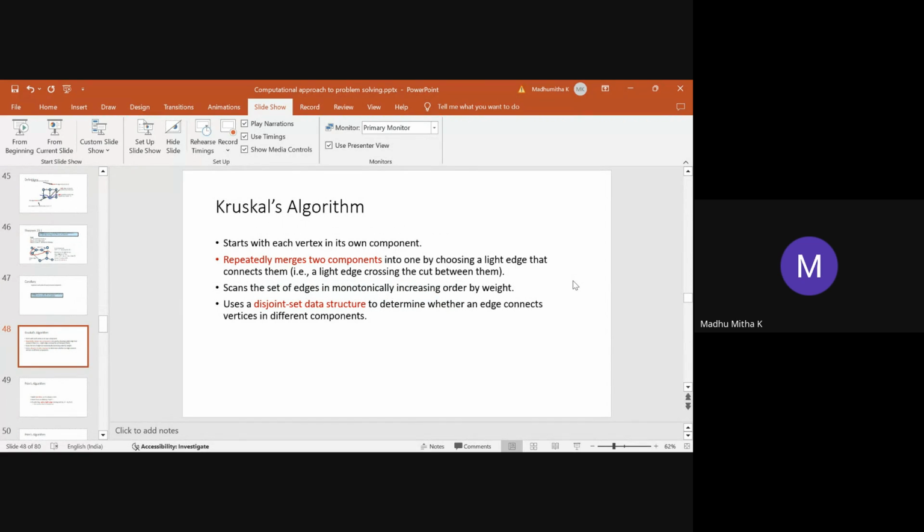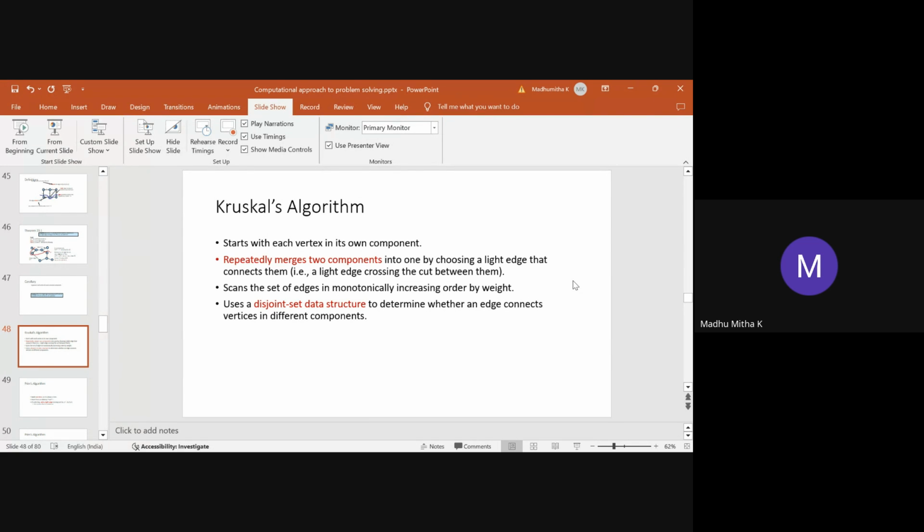Why we are taking the Kruskal algorithm is that it finds the minimum spanning tree with the weighted path. So that is why we choose this. Generally, this algorithm starts with its own vertex, and it repeatedly merges two components like a light edge and connects them. A light edge is nothing but the edge crossing the cut between them. It scans the edges monotonically in increasing order. So each edge is updated, and it monotonically increases the weight of each edge when you shift this component from the start vertex to the destined vertex.